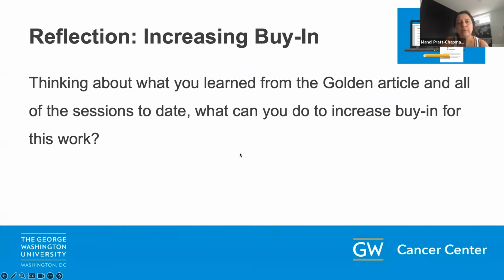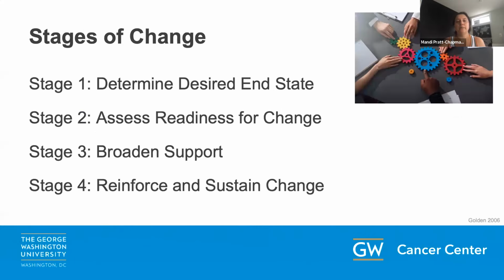So as you reflect on, hopefully you got a chance to read the Golden article. I think it's a really helpful one. It's something I actually read in graduate school that I recommend to people, and that doesn't happen. I think it's the only article that I've read in graduate school that I recommend to people because it kind of helps you think about how to implement and what the ingredients are. If you haven't read it, I encourage you to read it, and then think about the sessions we've been through and how to increase buy-in for the work.